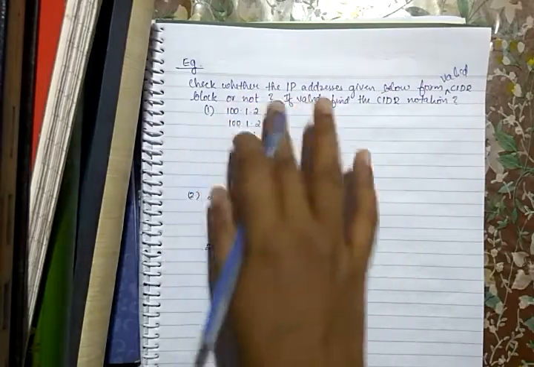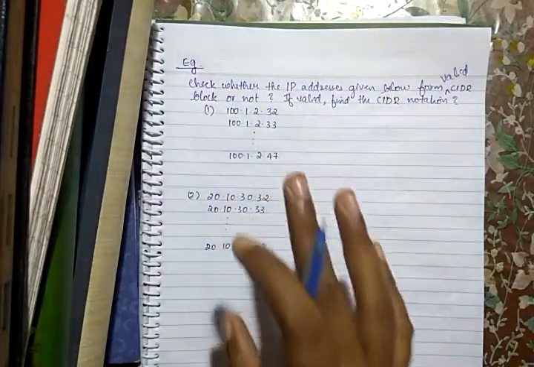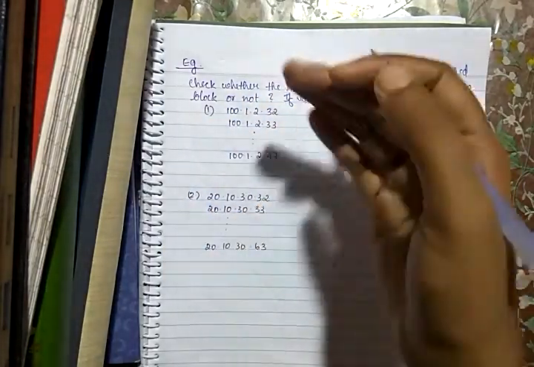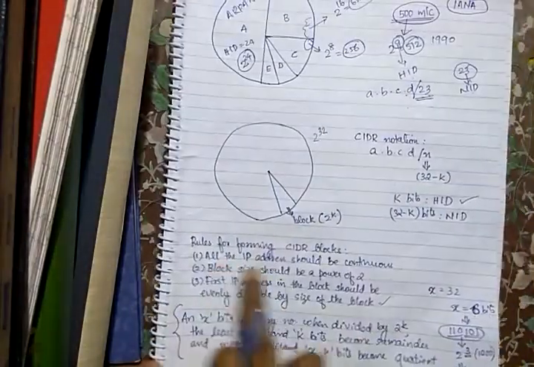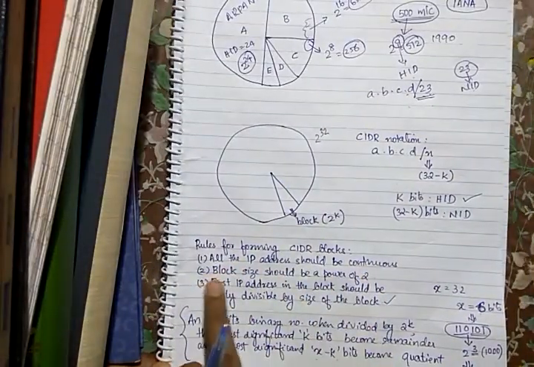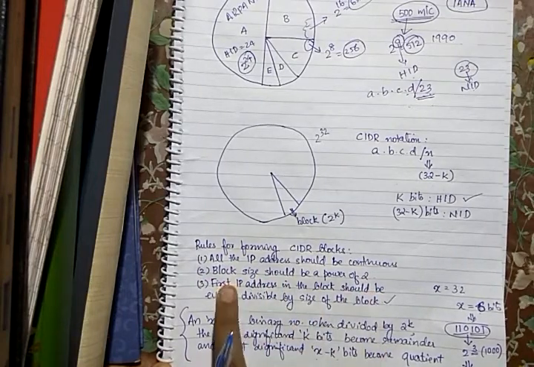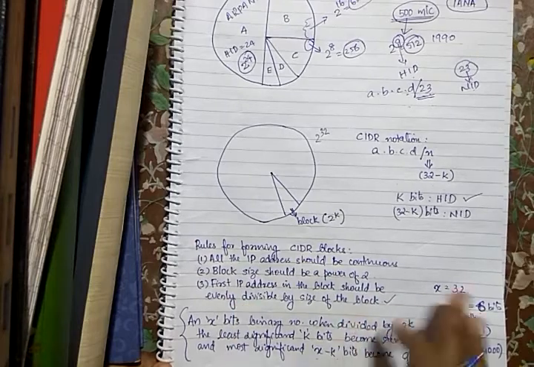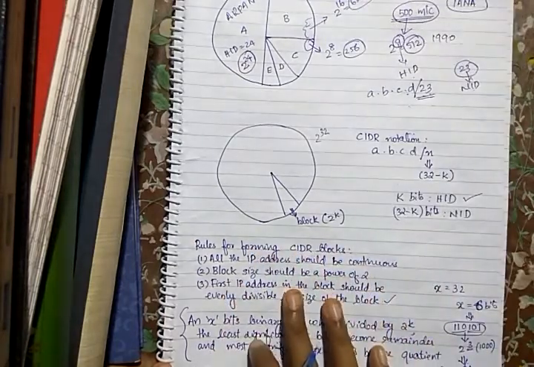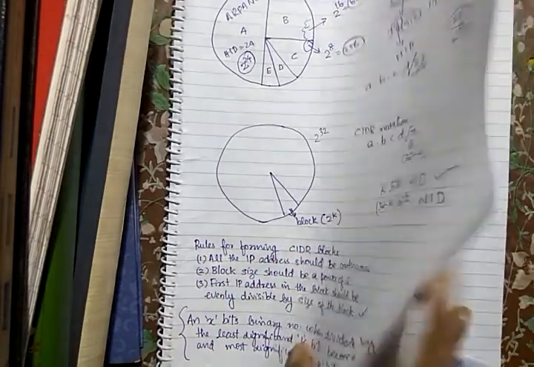So just look at the address. How will you ensure that a given range of addresses is representing a valid CIDR block or not? We have three rules, right? Hope you remember. So what are the rules? All the IP addresses should be continuous and the block size should be a power of 2. The first IP address should be evenly divisible by the size of the block. So just verify these three rules. If all are okay, it is a valid CIDR block of addresses.